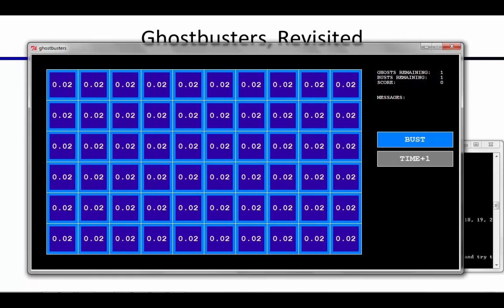Now we can put probabilities on this. So we have a prior distribution over the ghost location, equal for all possible locations. So 0.02 for each of the 50 locations. 50? I guess there's some rounding here. 0.02 after rounding for each of the 60 locations.